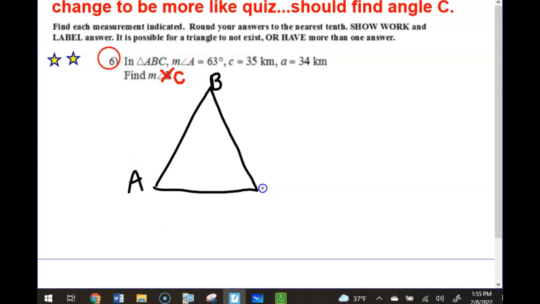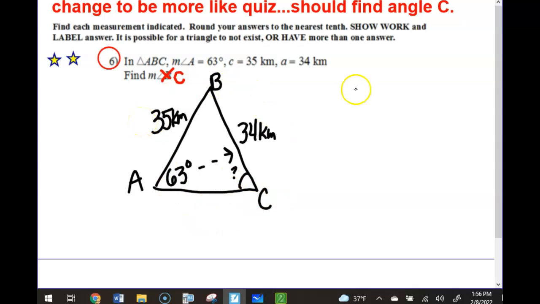A, B, C. Angle A is 63 degrees. Side C, across from angle C, is 35 kilometers. Side A, across from here, is 34. And we are to find angle C. Okay, before I go any further, can anybody tell me what this situation is called?